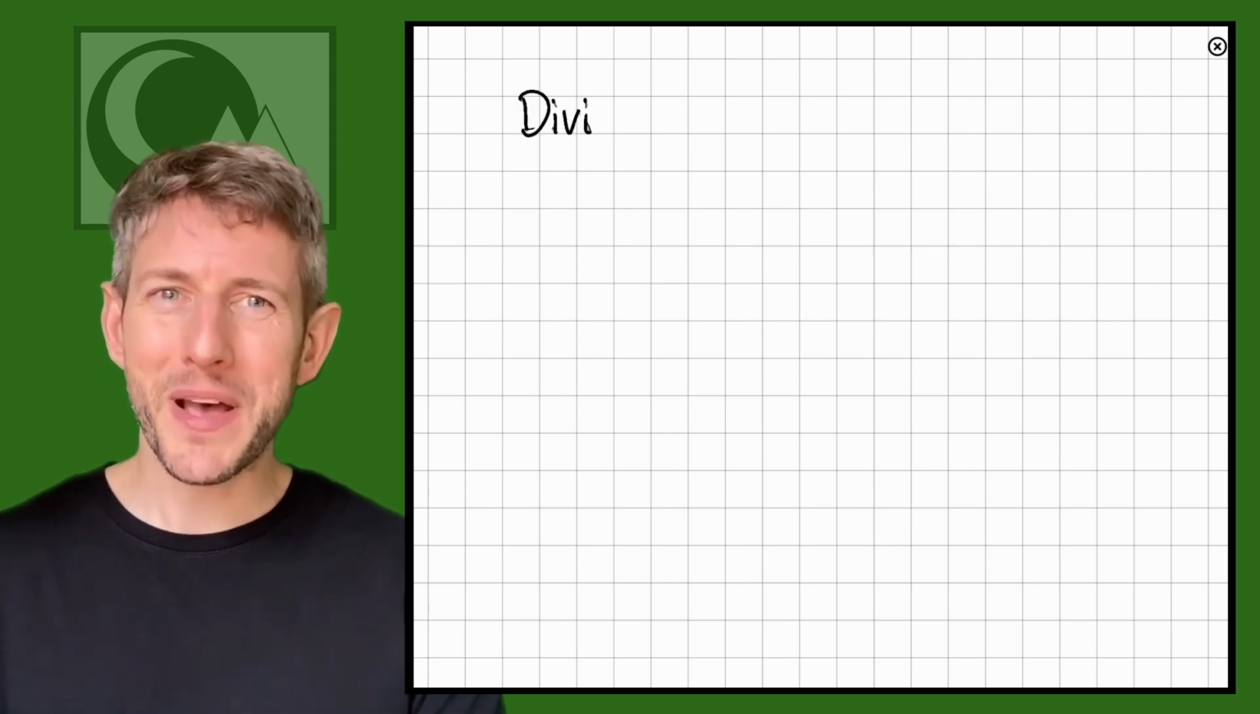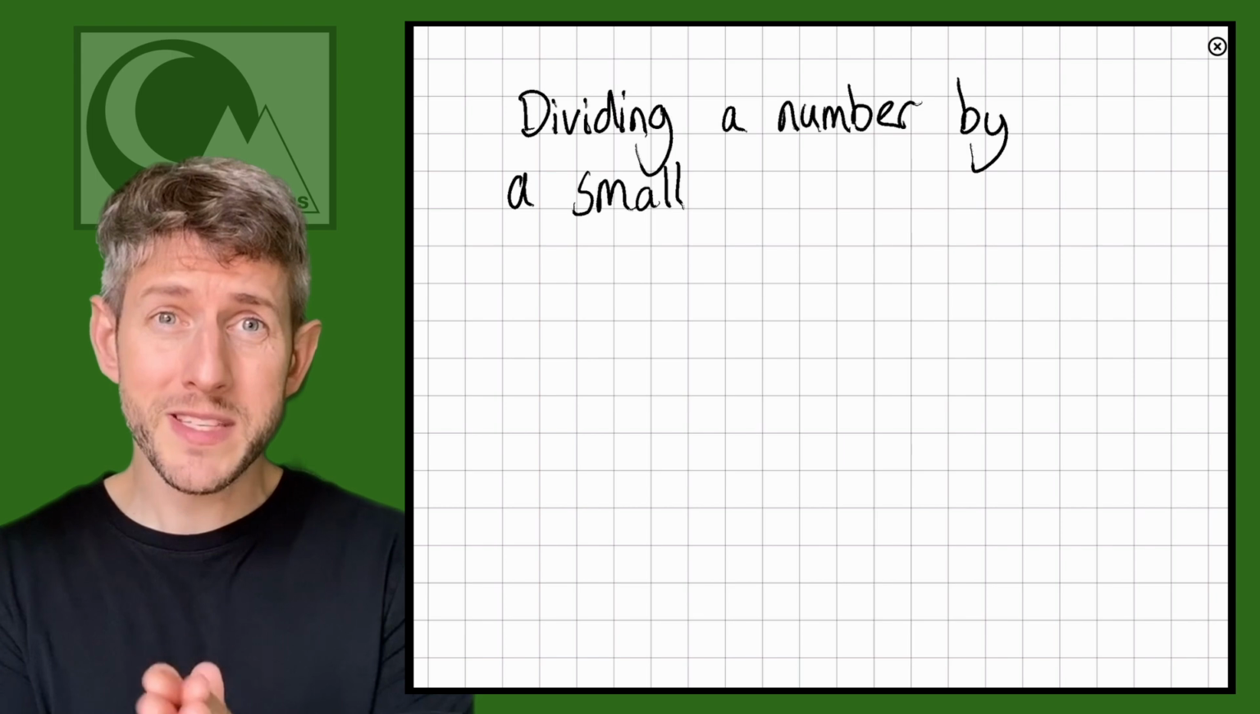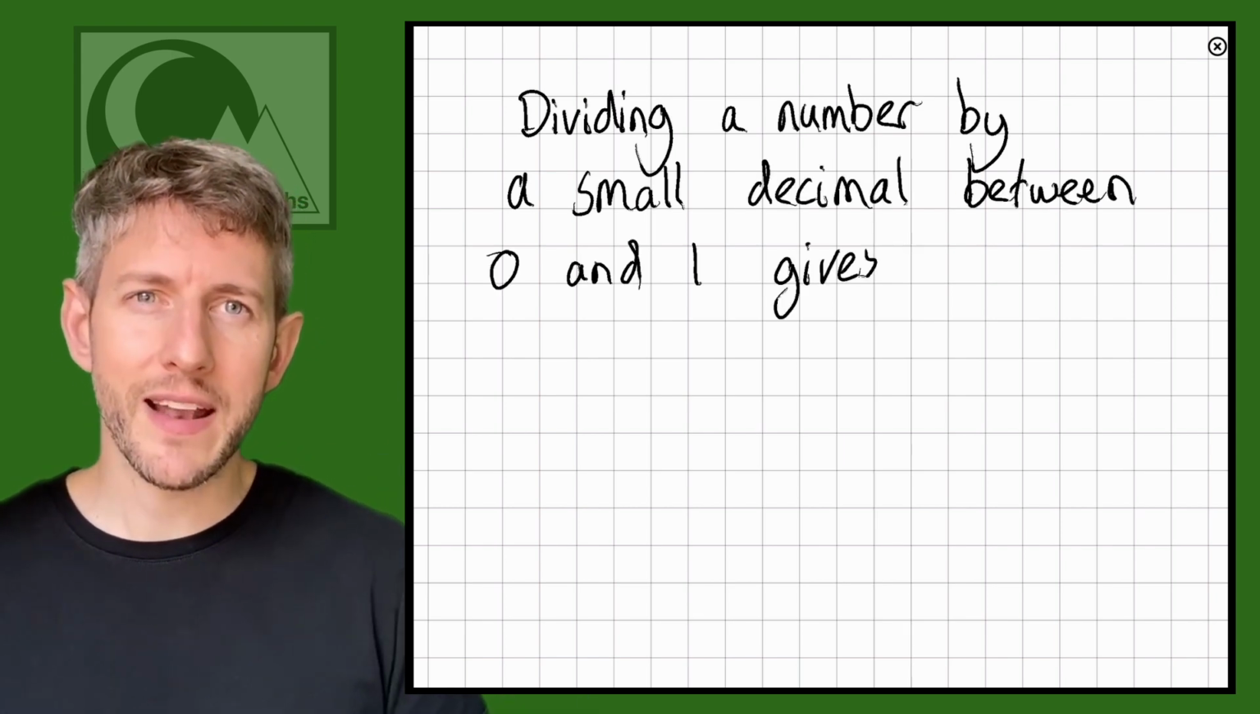So that's my best way of explaining it, really. But yeah, don't be fooled. When you see a division by a number that's got a small decimal, the answer will be larger.